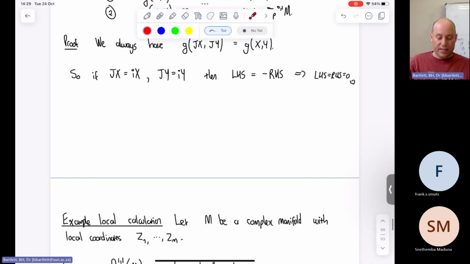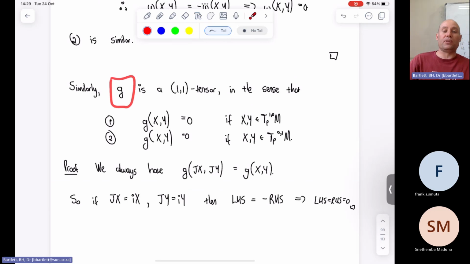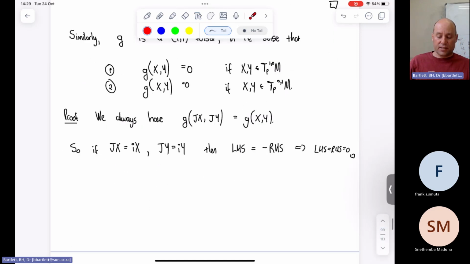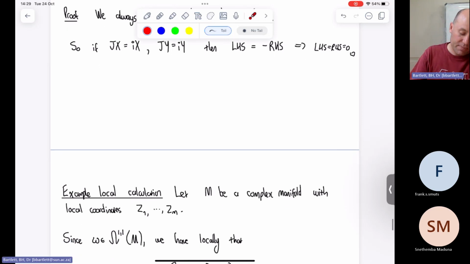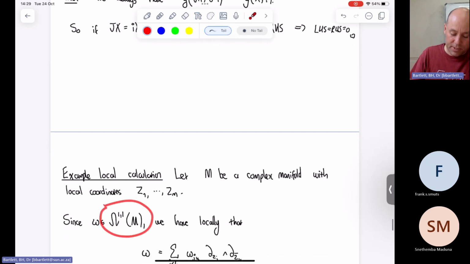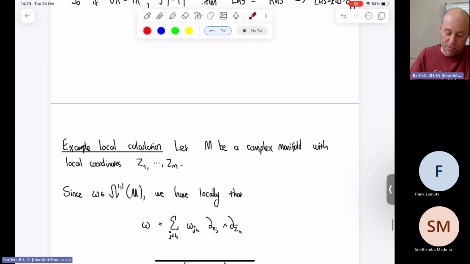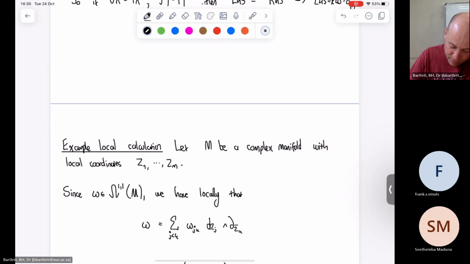So that's just to say what the metric will look like locally in terms of the z and z bar coordinates. If you've got a metric which is compatible with J, then it's going to have a certain form locally. So let's write that out. Suppose you've got a complex manifold and you've got coordinates z1 up to zm. If someone gives me a (1,1) form on M, well, by definition, a (1,1) form is going to be linear combinations of these forms here. I should have said dz_j wedge dz bar k.